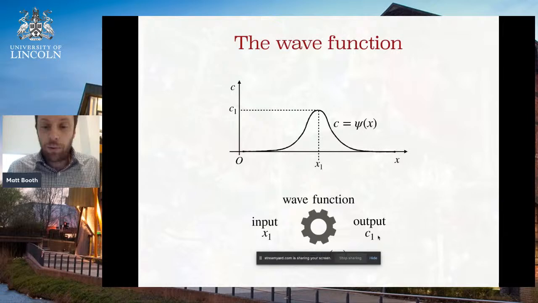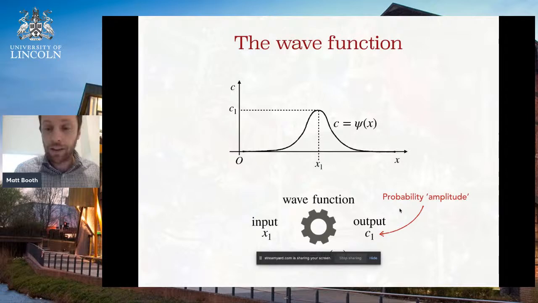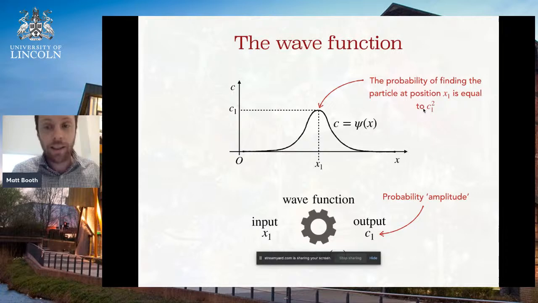But what is this output? That's the main question: what is the output of this wave function? Well, it's what we call a probability amplitude. So this number c is what we call a probability amplitude. And the reason this probability amplitude is important is because if we square this probability amplitude, it tells us the probability of finding the particle at this position.